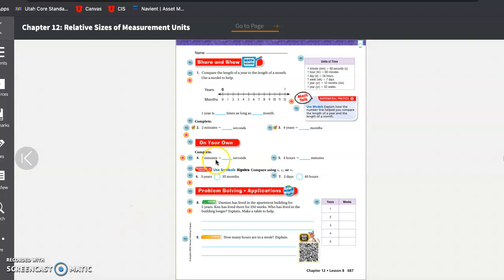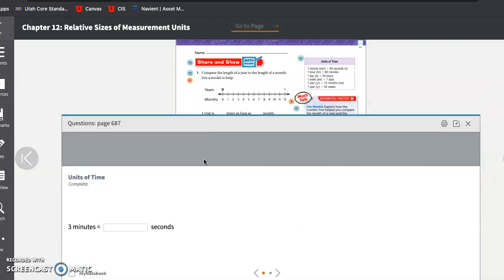So 3 minutes equals 180 seconds. So again, we know that by saying how many seconds are in a minute. There's 60 seconds. So you do 60 times 3. So we have the seconds. So we know that there's 60 seconds in 1 minute, but we want to know 3 minutes. So we just want to multiply that by this number that it's asking us. Okay.